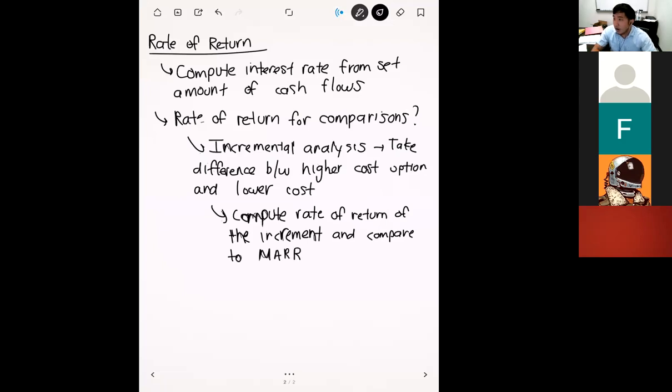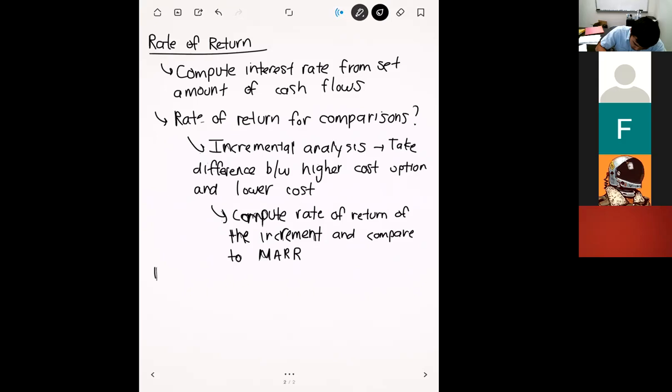And MARR is simply, you can think of it as a threshold interest rate, okay? And so it's going to be another interest rate. And so depending on whether our rate of return is greater than the MARR or less than the MARR, that's what's going to drive our decision, okay?